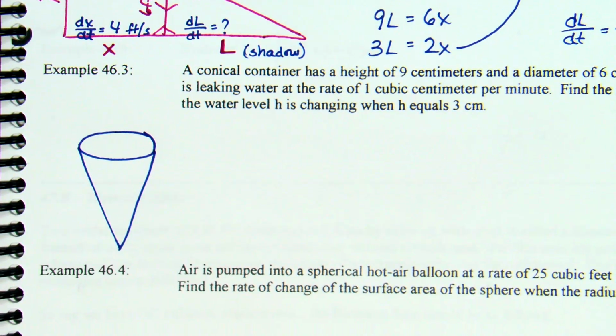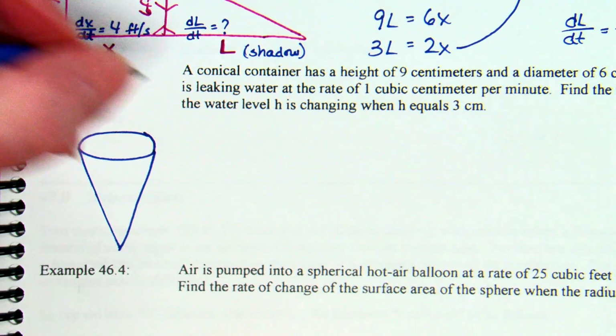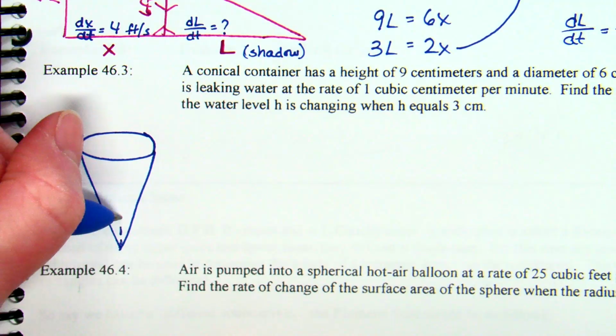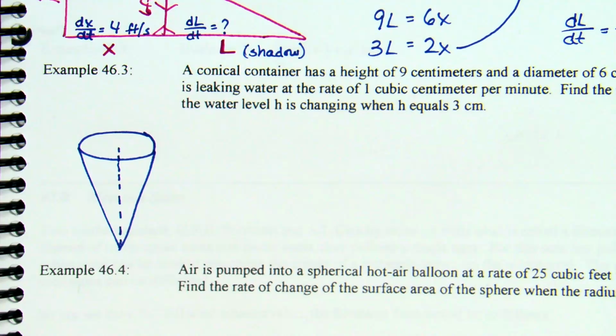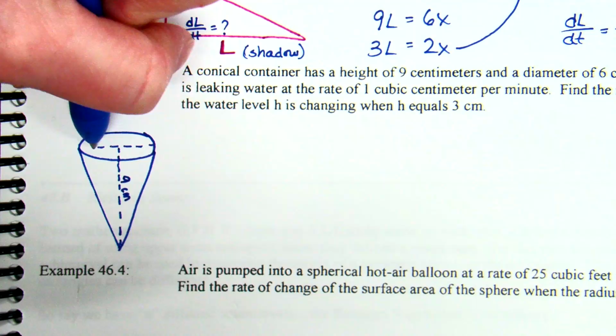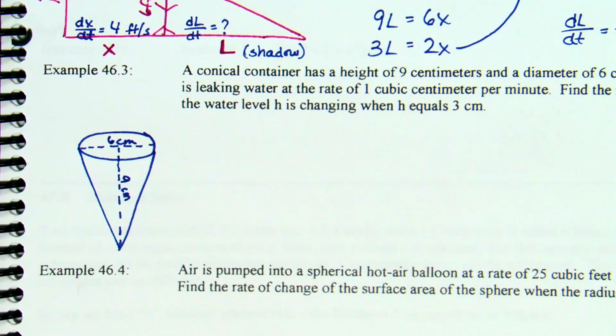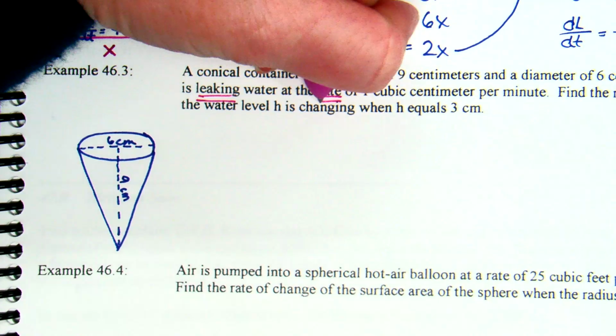Okay, so the conical container has a height of 9 centimeters, which, keep in mind, when we talk height, that is going to be your distance straight up the middle, right? And it has a diameter of 6 centimeters. It is leaking water at a rate of 1 cubic centimeter per minute.